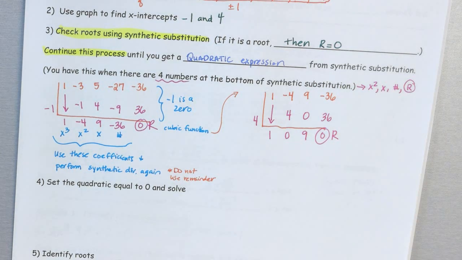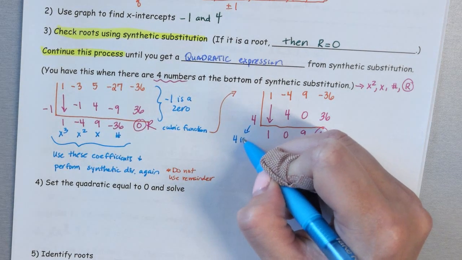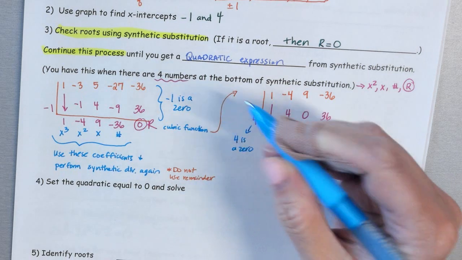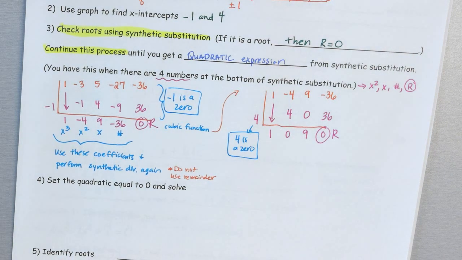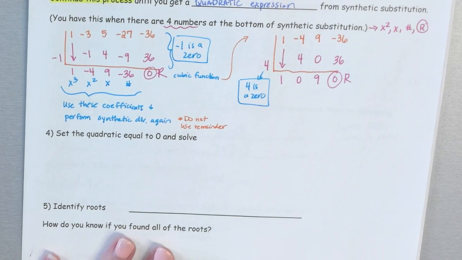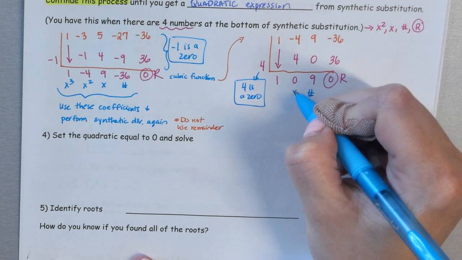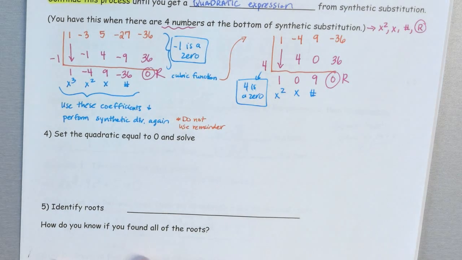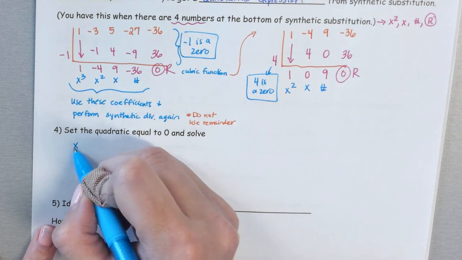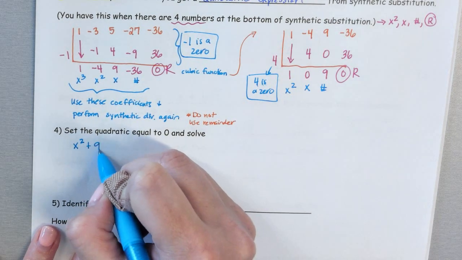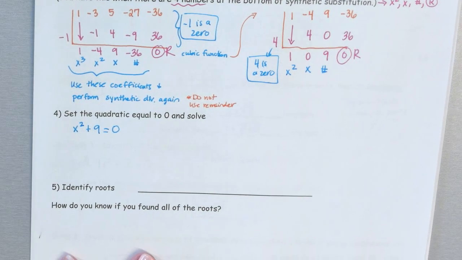Okay, so this means 4 is a 0. So now I have found 2 of my zeros, but I know, according to the fundamental theorem of algebra, there's 2 more I have to find. So this is a number, this is an x, this is an x squared. Okay, so I'm going to set the quadratic function of x squared plus 9 equal to 0, and I'm going to solve that. You can choose how you want to solve it.